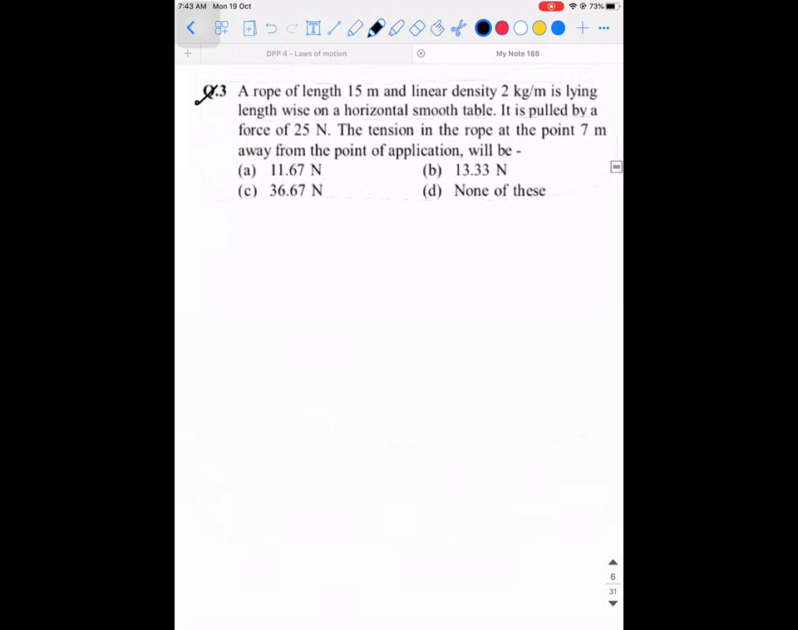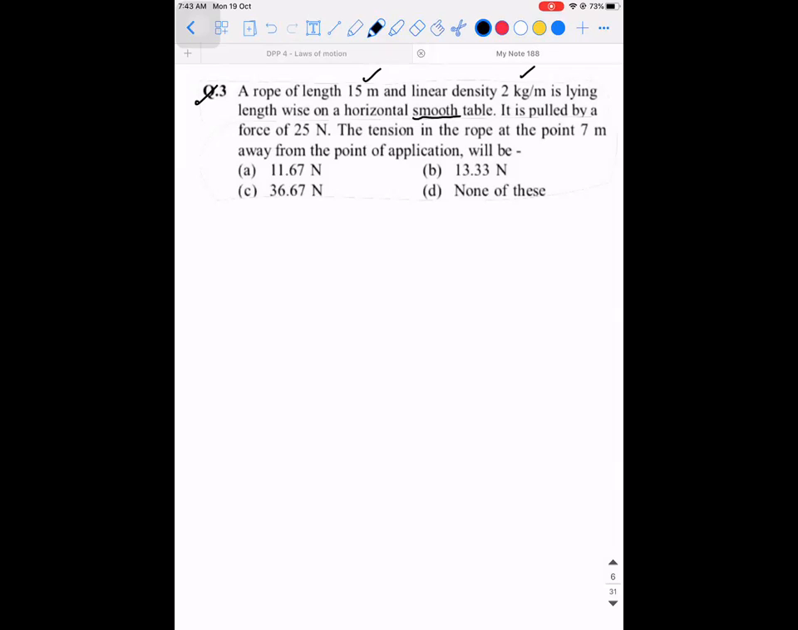Do it fast. So there is a rope of length 15 meter and linear density 2 kilogram per meter lying lengthwise on a horizontal smooth table. Smooth table, so there is no friction. It is pulled by a force of 25 Newton. Find the tension in the rope at the point 7 meter away from the point of application. This is where you need to be careful.